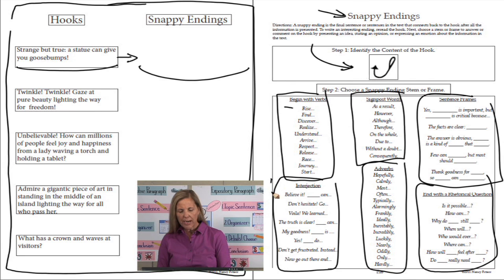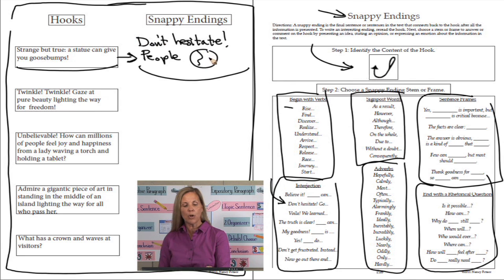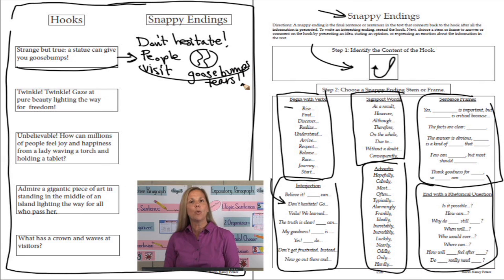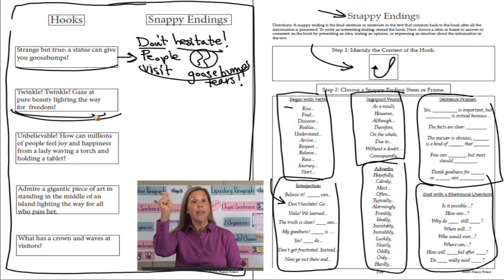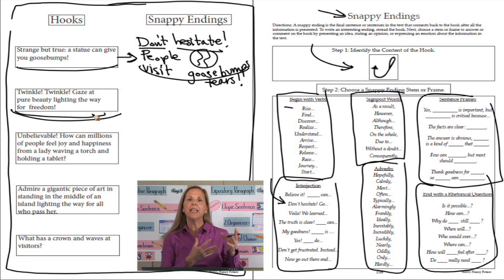Let's go down to an interjection. Don't hesitate. People of the world, visit the Statue of Liberty and you will feel goosebumps on your body and tears run down your face. So notice I'm trying to connect my hook to my snappy ending, and I use "don't hesitate, go" as a way to start that snappy ending. Let's go to the next one. Twinkle, twinkle. Gaze at pure beauty lighting the way for freedom. We now know that we're talking about, from our hook, we're reminding ourselves that this is the Statue of Liberty guiding people into this country and leading them towards freedom. Let's look now at our snappy ending.